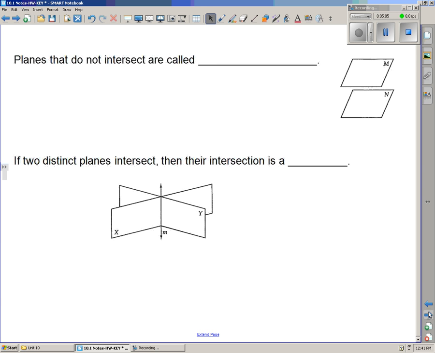Planes that don't intersect are called parallel planes. So that's kind of like the floor and the ceiling. Those are planes that will never intersect, and they're parallel to one another. And then last but not least, if two distinct planes intersect, then the intersection of those planes happens to be just a line.